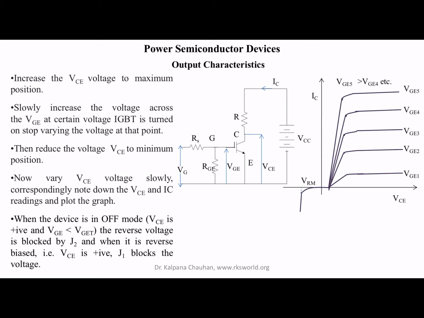Here we have a graph with different values of VGE: VGE1, VGE2, VGE3, VGE4, etc. The maximum value VGE5 is greater than VGE4, and VGE3 is less than VGE4, like this. When the device is in off mode, VC is positive and VG is less than VGET, meaning the threshold VGE voltage. The reverse voltage is blocked by J2, and when it is reverse biased, in this case VC is positive, J1 blocks the voltage here.